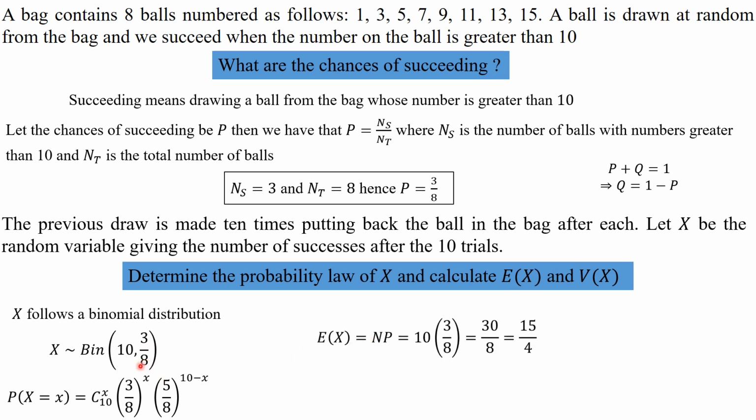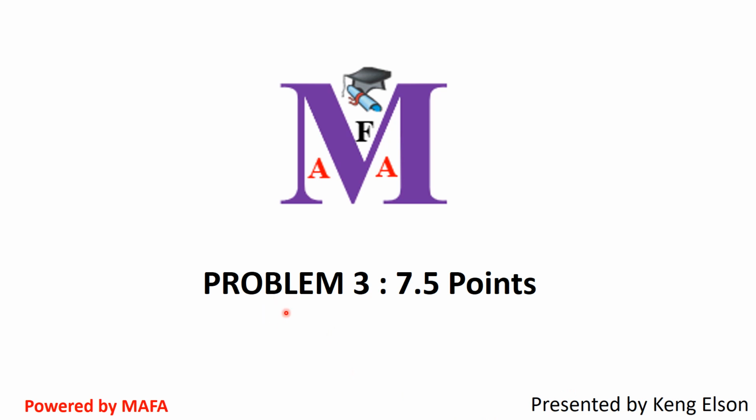Now since it follows a binomial distribution, the expected value is just the number of trials times the chances of succeeding, which is 10 times 3 on 8, which is 15 on 4. The variance is the number of trials times the chances of succeeding times the chances of failing, which is 10 times 3 on 8 times 5 on 8. Simplifying, we get 75 divided by 32. Alright, so that was that for problem 2.